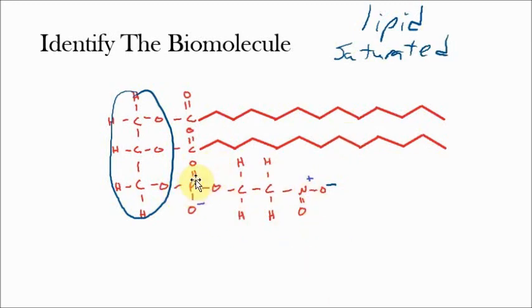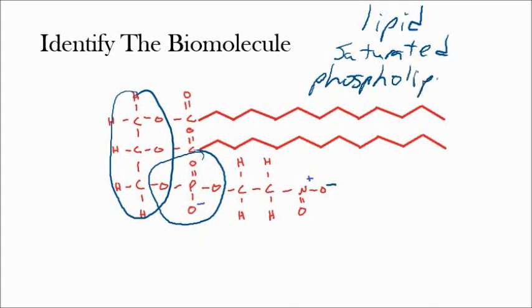Now you can see right here there's a phosphorus atom, and because this phosphorus has 4 oxygens around it, it's called a phosphate group. So that phosphate group is going to be very important for naming this biomolecule. It's actually called a phospholipid. So any lipid that has that phosphate group in place of one of the fatty acids is called a phospholipid.